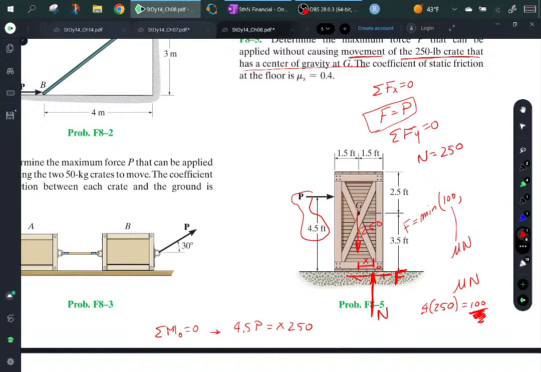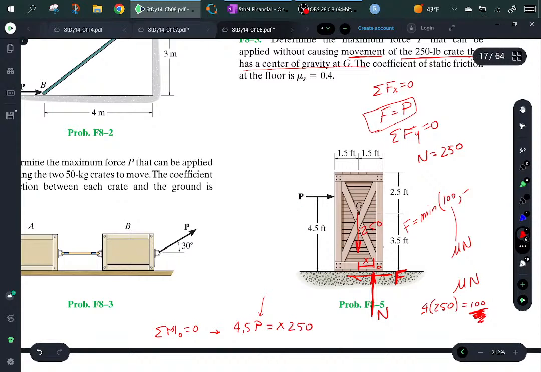So let's assume for a moment I reached 100. If I reached 100, then this would be 4.5 times 100. I think that's 450. And then I take x, which is 450 divided by 250.